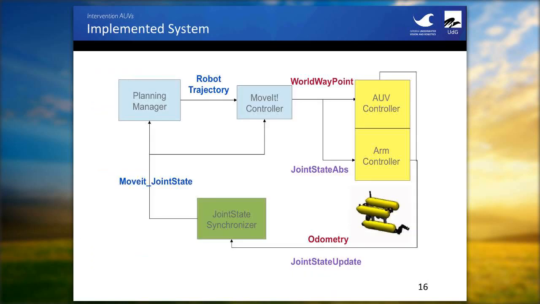And this is a high-level overview of the implemented system. The two nodes in blue are the ones dealing with MoveIt, the planning manager and the controller, and the yellow ones are the real system controller. And then we have the synchronization node, as I mentioned at the beginning, between the system controller and MoveIt planning.